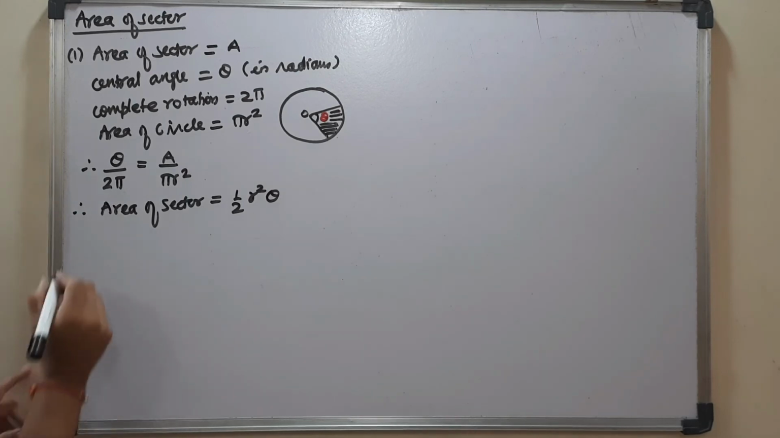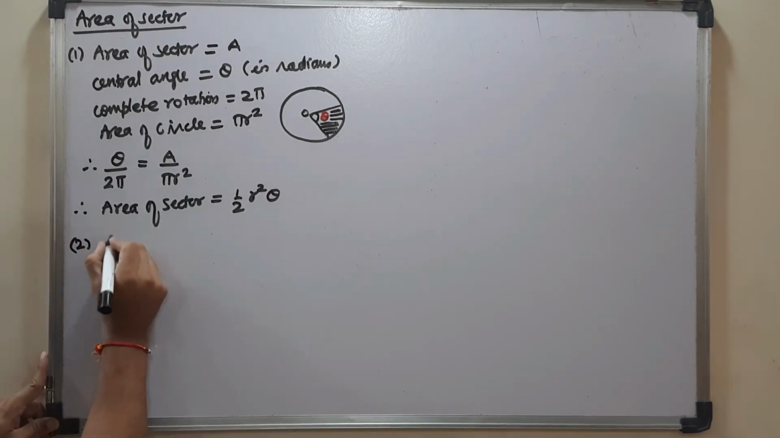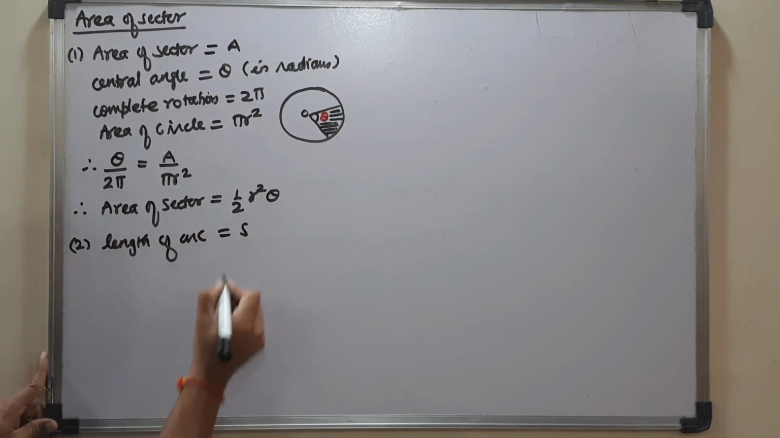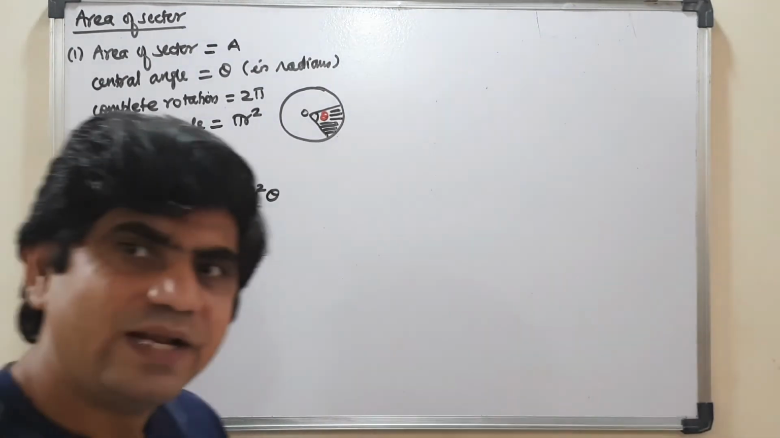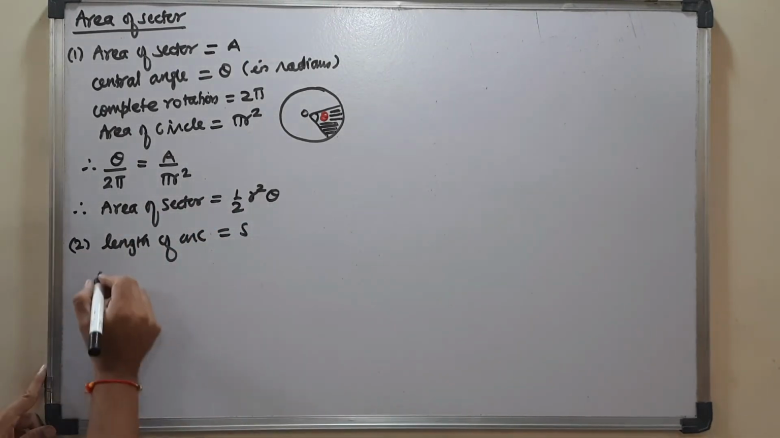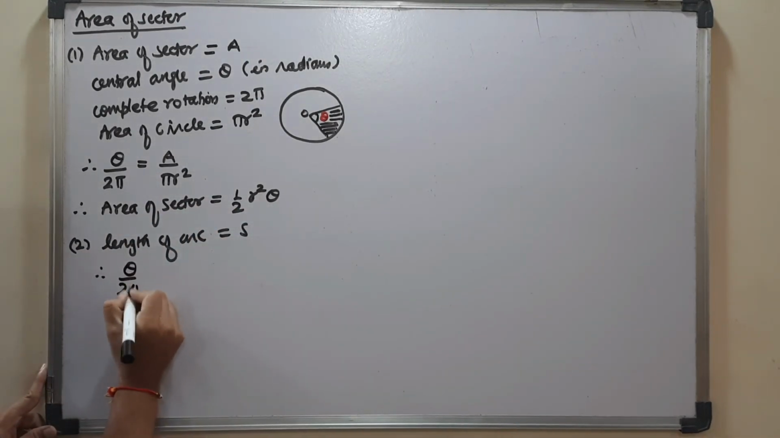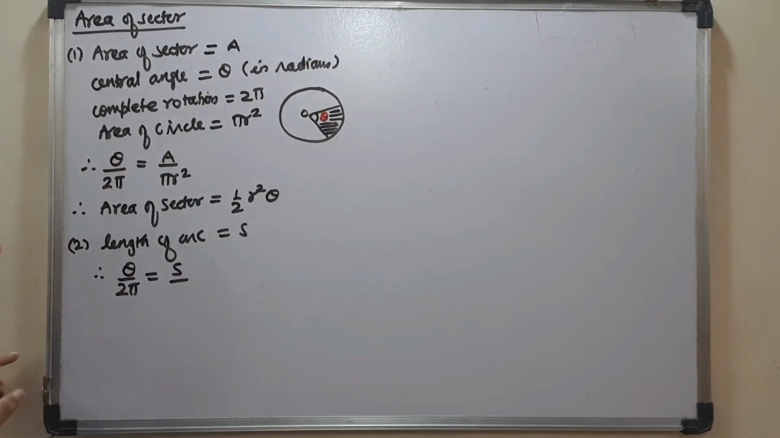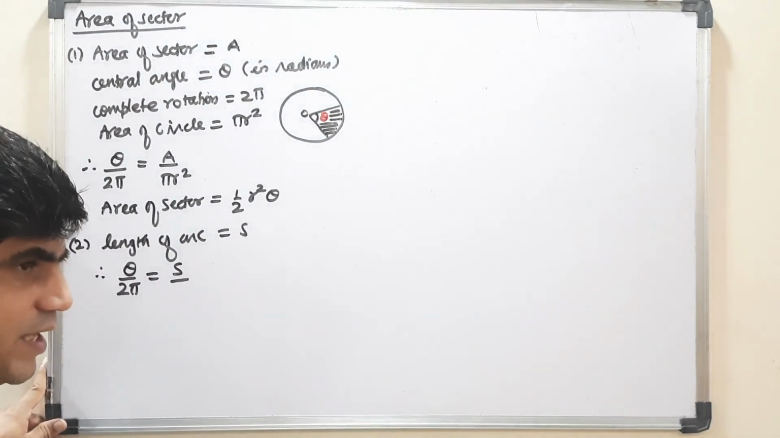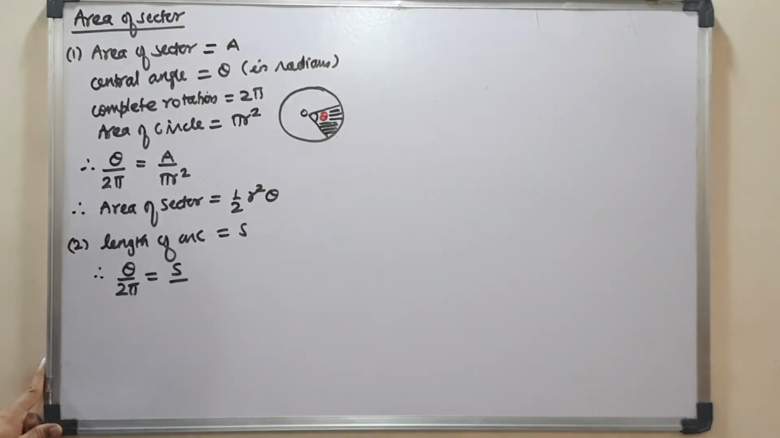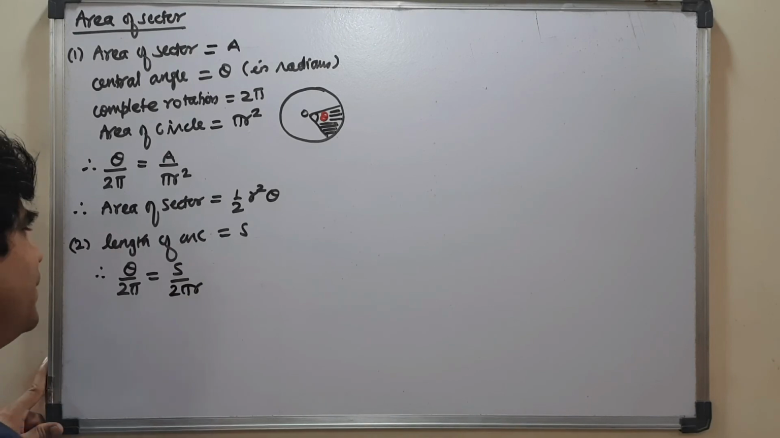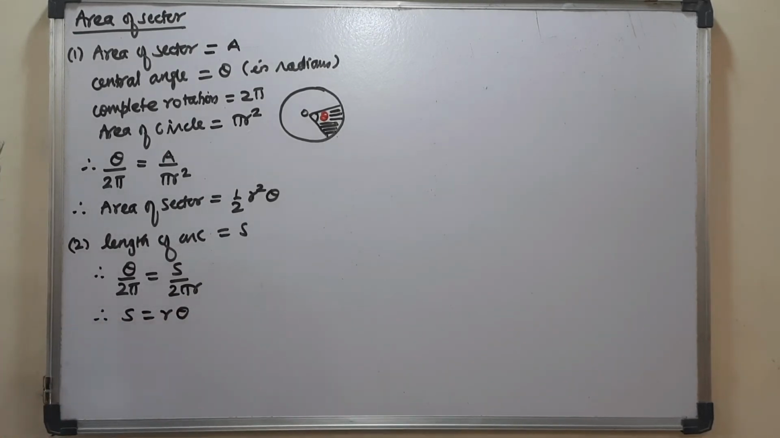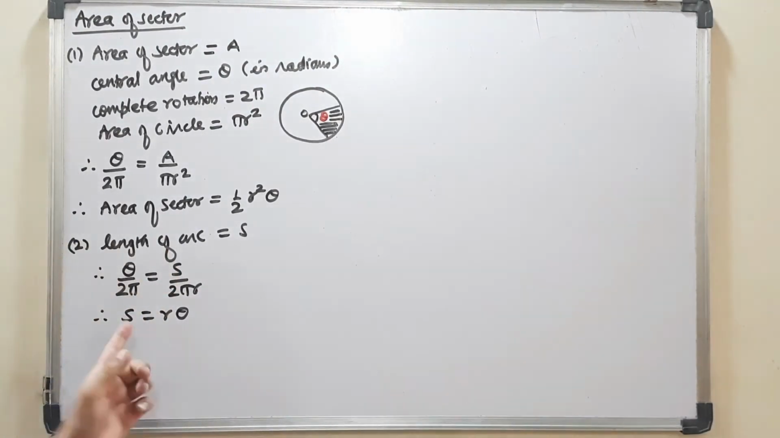Okay. On that same ground, I can also find the length of arc taken as s. Okay, length of arc taken as s. So you get same thing, theta upon 2 pi is length of arc upon the length of complete circle, that is length of circle is your 2 pi r, right? That is 2 pi r circumference. That means your s is equal to r theta. That is length of arc is equal to r theta.